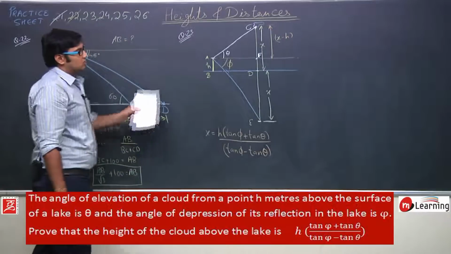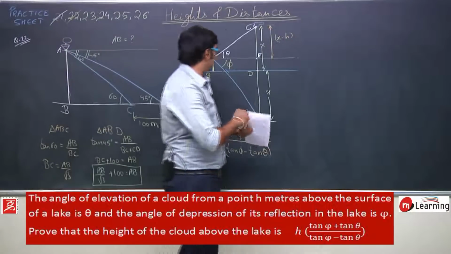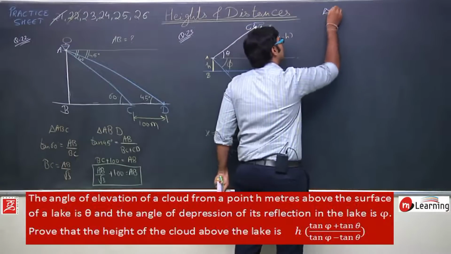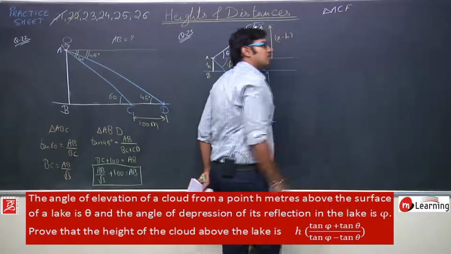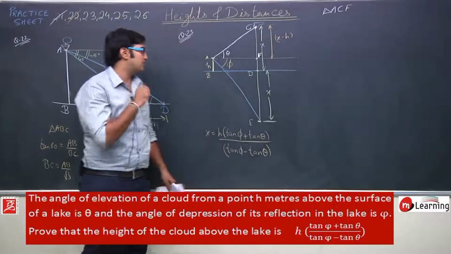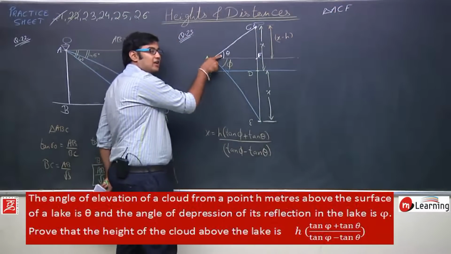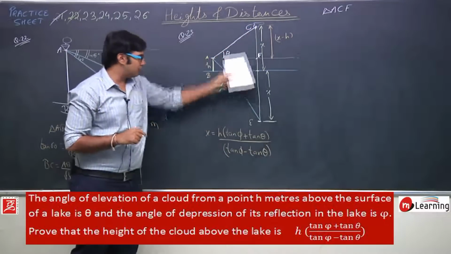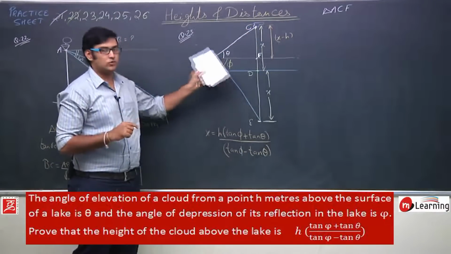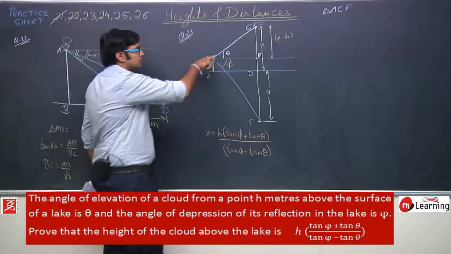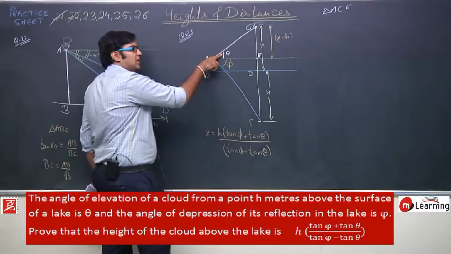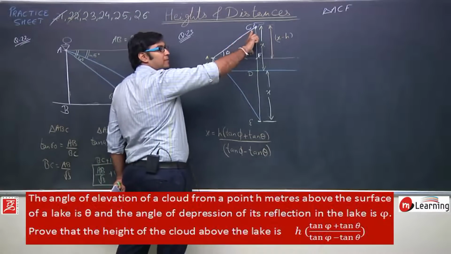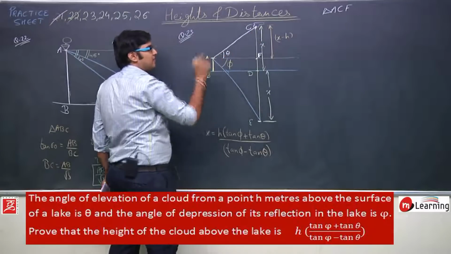So I can see there is a triangle ACF. Why have I chosen triangle ACF? Because this theta angle is in the triangle ACF. I need to determine the value of x in terms of theta. That's why I have chosen this triangle. With respect to this theta, I can see this CF is the perpendicular and this AF is the base.